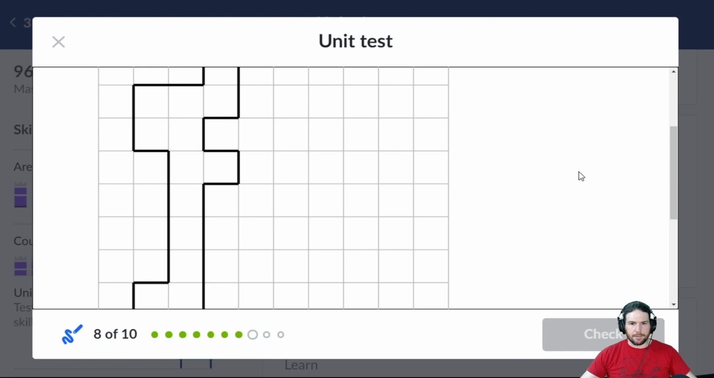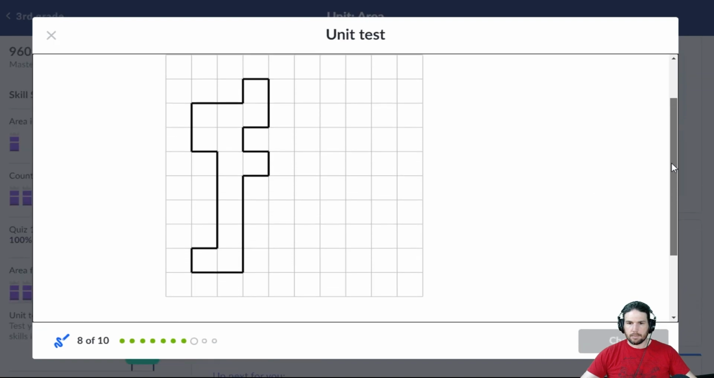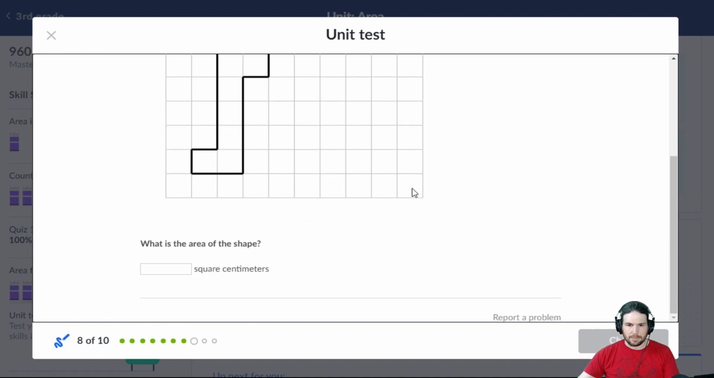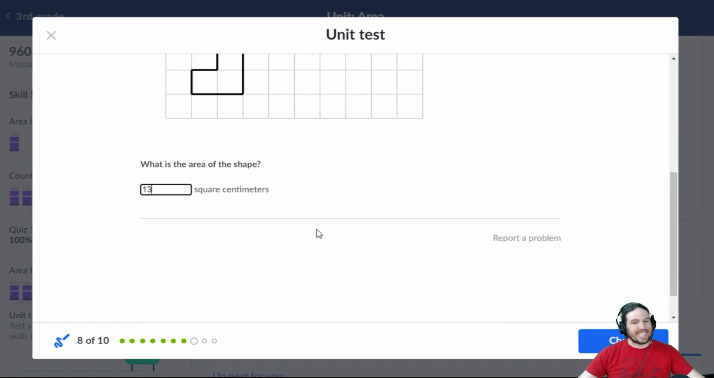What is the area of this shape? It looks like a key, or the F that we put in chat when my characters die in XCOM. I see 13 square centimeters.